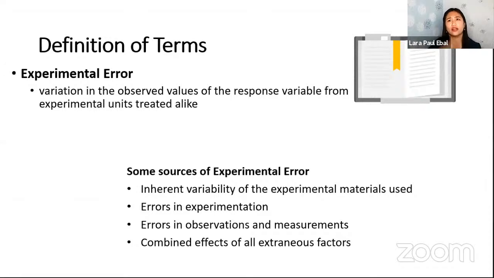So there are other factors that we need to know, or at least we need to have a good background of that certain kind of research. At least alam natin kung ibang factors that can contribute to that response. So we need to also try to control them, because they are actually the source of experimental error.